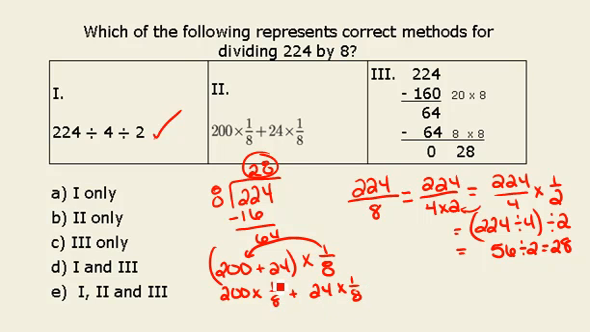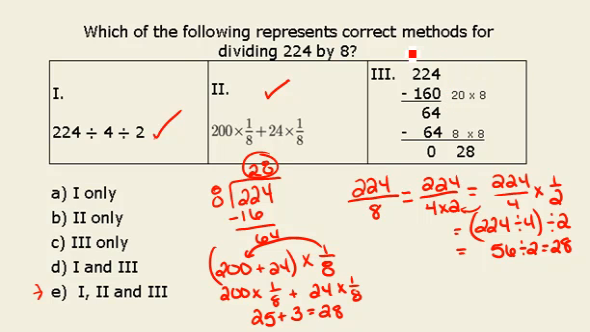Well, 200 times 1/8 is equal to 25, and 24 times 1/8 is equal to 3. Therefore, we indeed get our answer of 28. So number 2 is a correct method. Therefore, we can see that since both 1 and 2 are correct, that our answer should be E. But let's verify number 3.